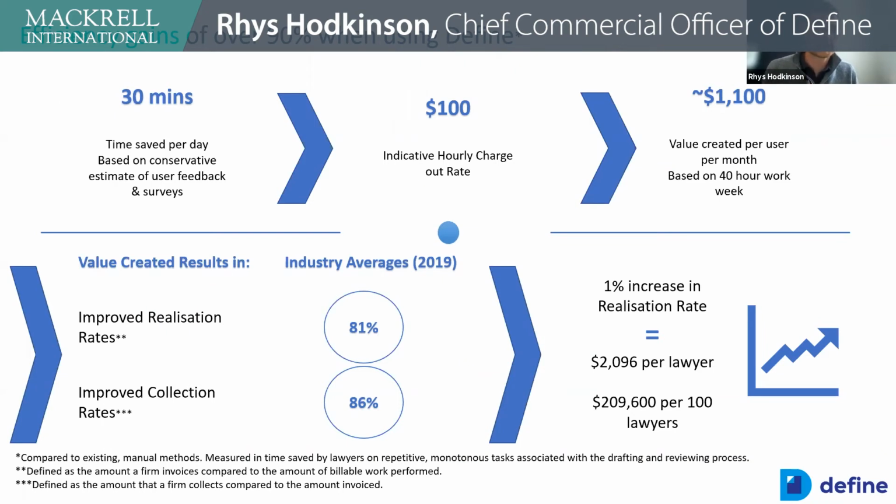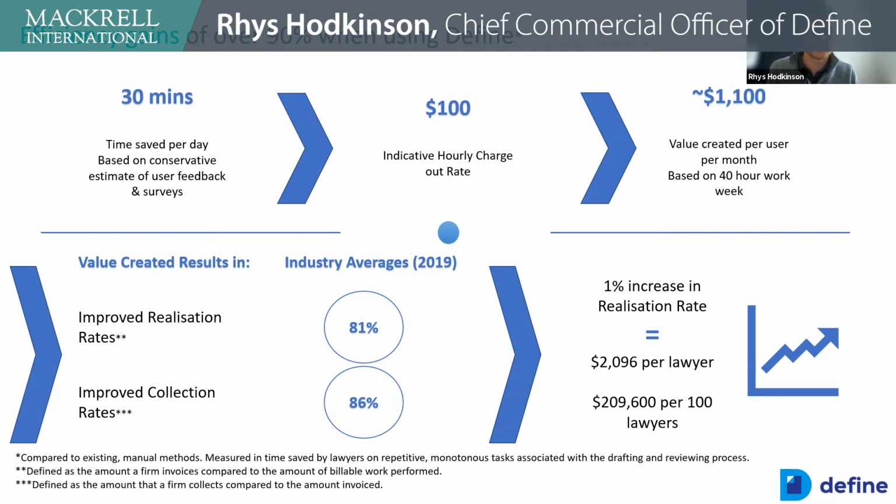At the bottom part, I've talked a bit more about those realization rates. We define the realization rate as the amount of firm invoices compared to the amount of billable work actually performed, and you can see that the industry average is 81%. What Define does is free up that time and allow you to improve those realization rates, which would ultimately increase the revenue per lawyer. So that's a little bit of an analysis around the usage of efficiency tools within law firms and how we like to think about it ourselves.